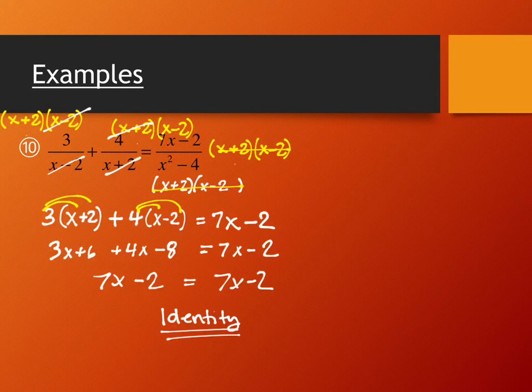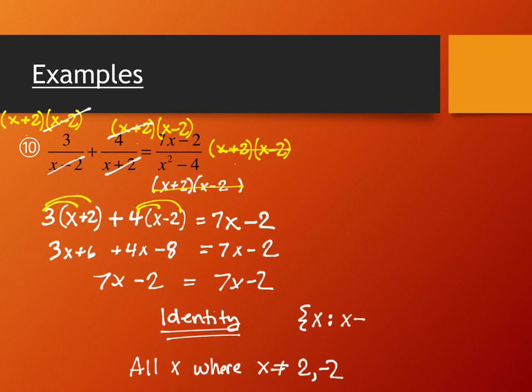So on this one, my solution is I'll write it in words first. It's all x where x does not equal 2 and negative 2. I do have to write that down. It's not all x. There are a couple things that I cannot have. If you like the set builder notation that we talked about, you can do it like this with either the colon or you can do a line, and you say x does not equal 2 or negative 2 in either order.